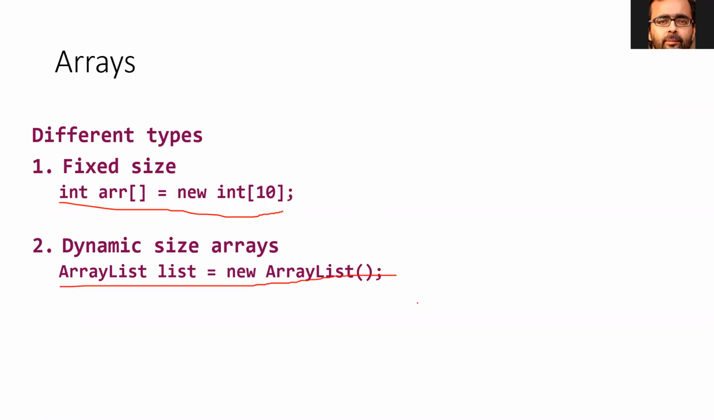Whenever I say dynamic size array, it is like growable, right? You need not bother about the size of the array, it will keep growing by itself. So in Java we have a dynamic size array. We can use an ArrayList. ArrayList is exactly similar to arrays. The only thing is that it dynamically grows.